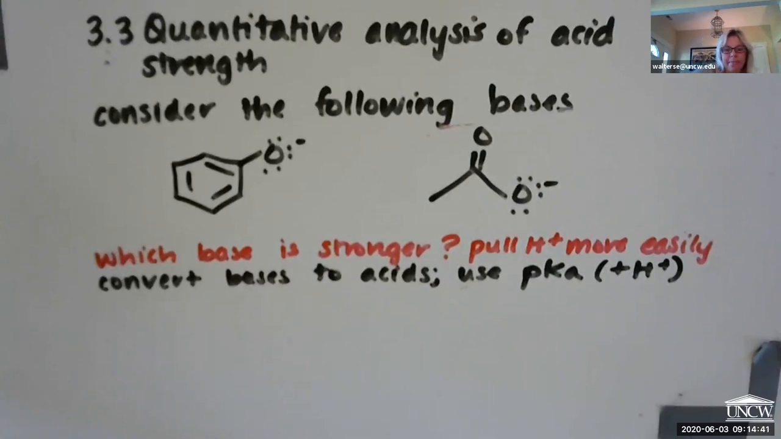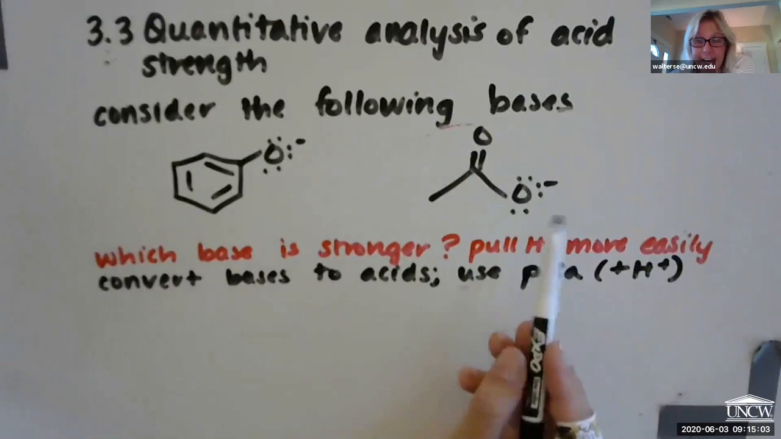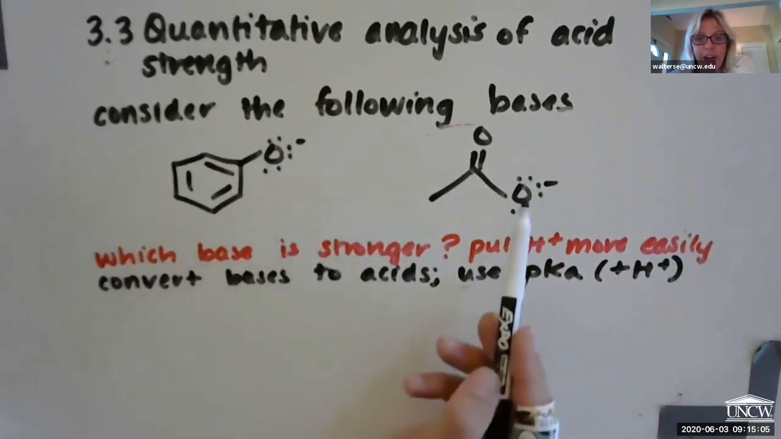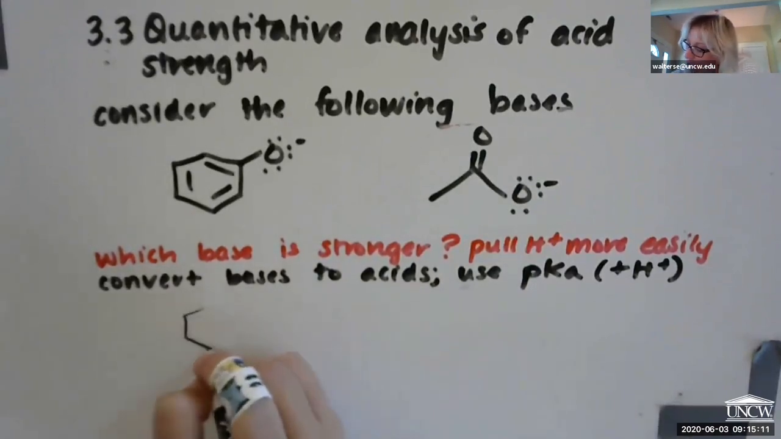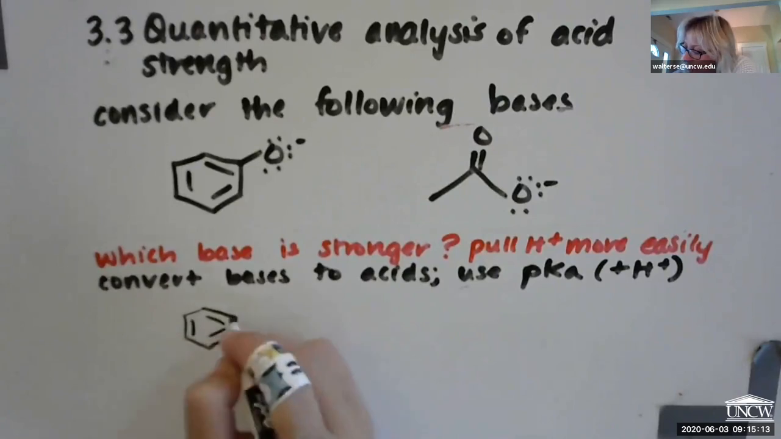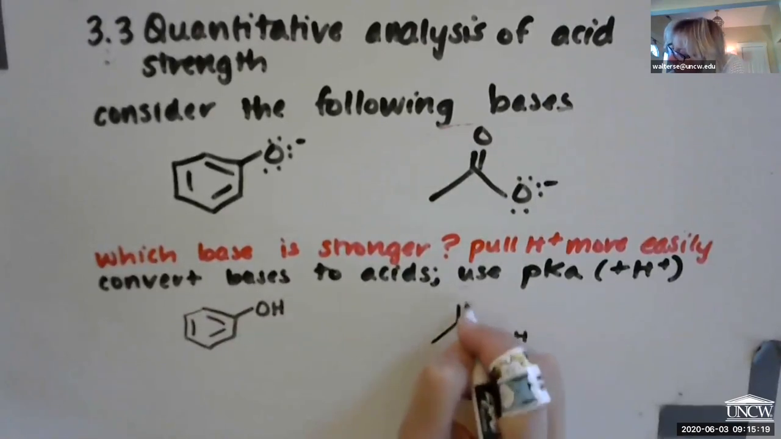See. Does anybody need more time? Okay. So in these cases, the site where the proton will go will be the oxygen, or the oxide, excuse me, because this is the point of negative charge and that'll attract a positive charge. So you would draw the conjugate acid. Here would be phenol, and this is acetic acid.